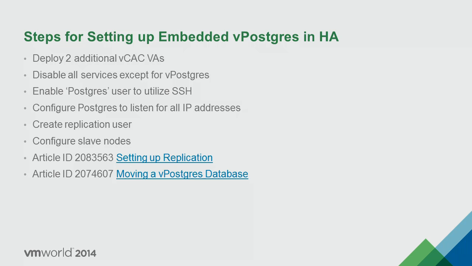The first one is the steps required to set up the replication between 2 instances of embedded vPostgres. And the last one is for if you've already deployed vCAC and you wanted to use the embedded; you can use this knowledge article to move the vCAC database from one vPostgres instance to another. So have that documented.